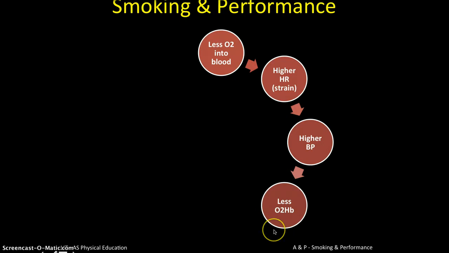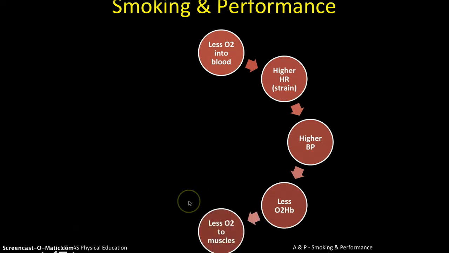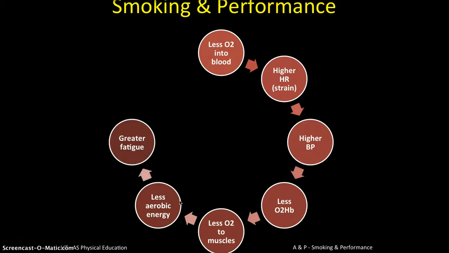We know we end up with less oxyhemoglobin. We have less oxygen getting to the muscles, therefore we can do less, or we can make less aerobic energy, so we can't use oxygen as much to make energy. If we can't work as aerobically, then we probably have to work anaerobically, and we know that with anaerobic work we have things like lactic acid, which is fatiguing. And also, if we can't work aerobically as well, our VO2 max would lower, possibly by up to about 10%.